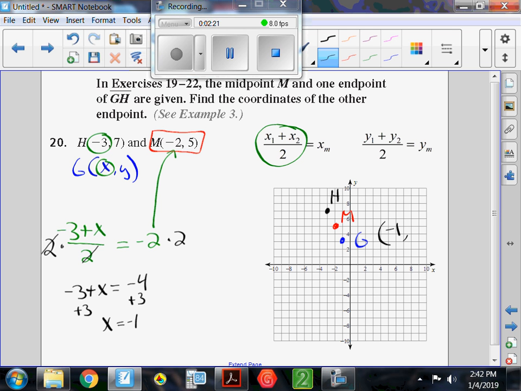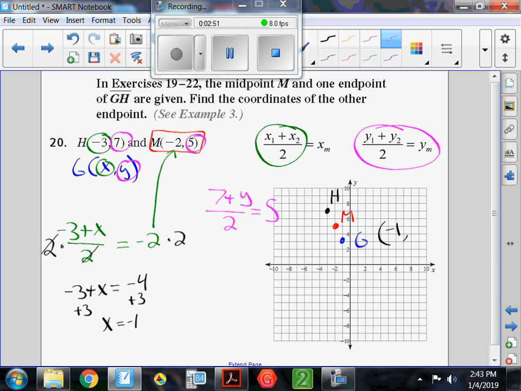I can do the same thing with the y values to find the coordinate for the y. So I'm going to take the y values, which are 7 and y, and add those two together and divide by 2. That's the same thing I would do if I was trying to find the coordinate for the midpoint. But I know the y coordinate for the midpoint is 5. So I'm going to set this equal to 5.